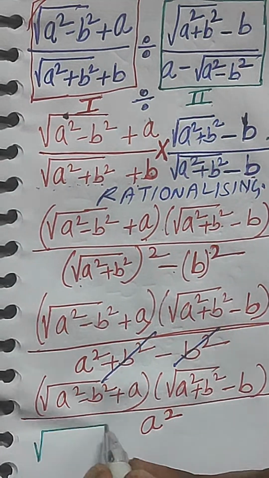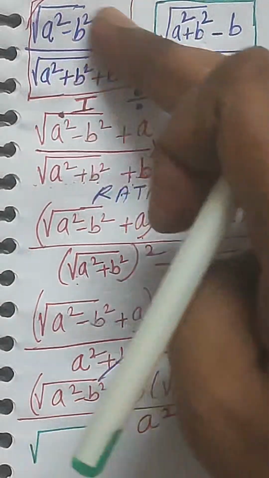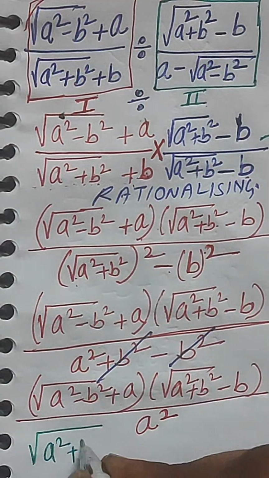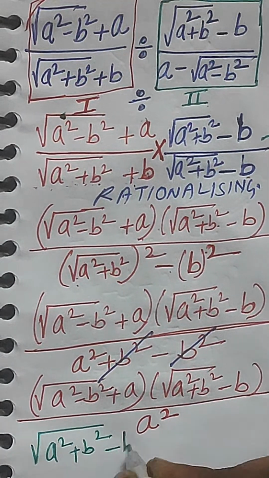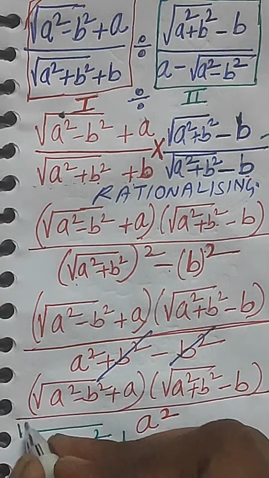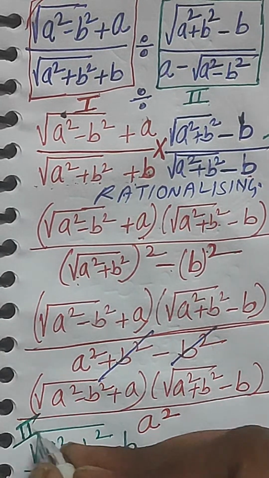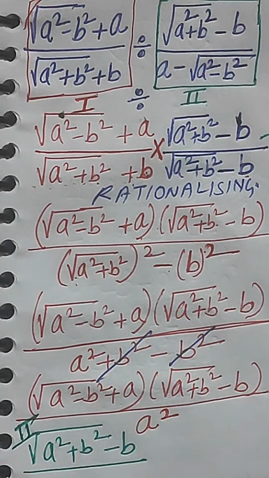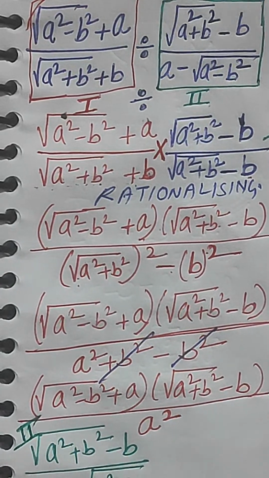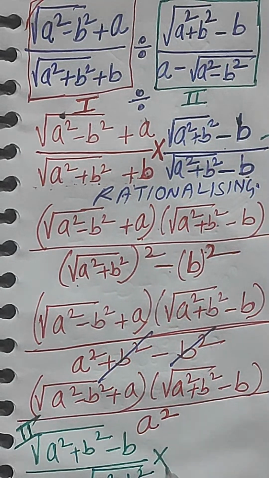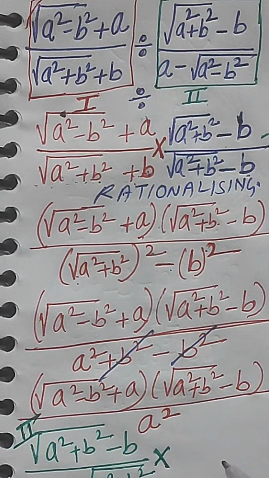So the second part, that means the first part is divided by the second one. The second one is root over of a square plus b square minus b divided by, I am just mentioning this as second part, right? a square plus b square minus b divided by a minus root over of a square minus b square. As we rationalized the above one, we just rationalize this one also. So changing the pen, write the conjugate of the denominator.